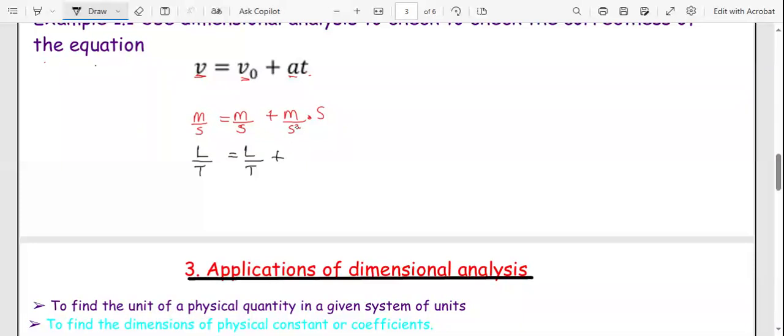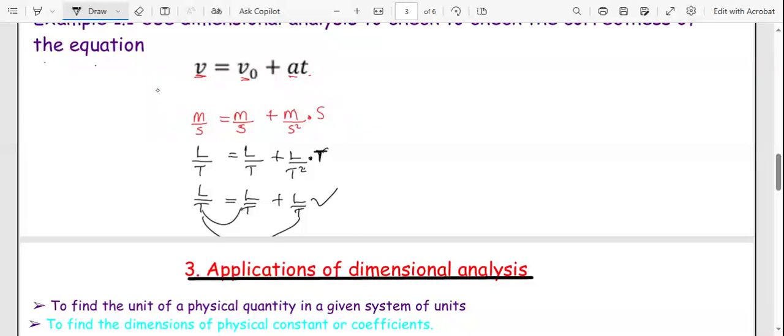Plus the dimension for meters, L. Time is T, but we have T squared there because of the acceleration, times T again for time. One T will cancel. So we remain with L over T is equal to L over T plus L over T. So this equation is dimensionally correct, homogeneous, because this is equal to that, and this is equal to that.